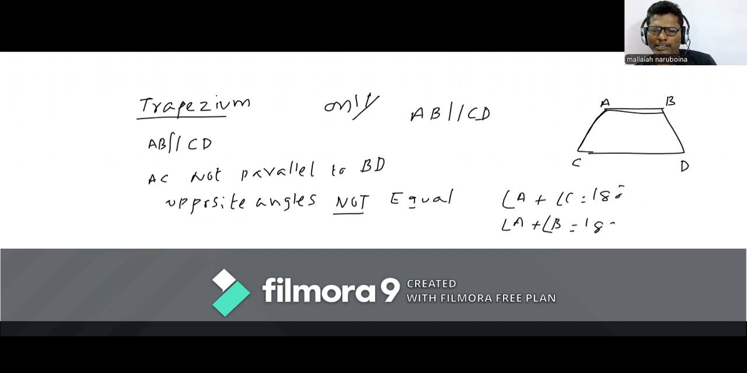Similarly, angle C plus angle D is equal to 180 degrees. Angle B plus angle D is equal to 180 degrees. These are pairs of adjacent interior angles.